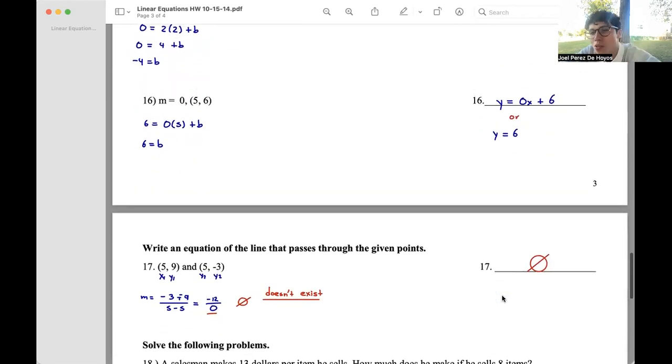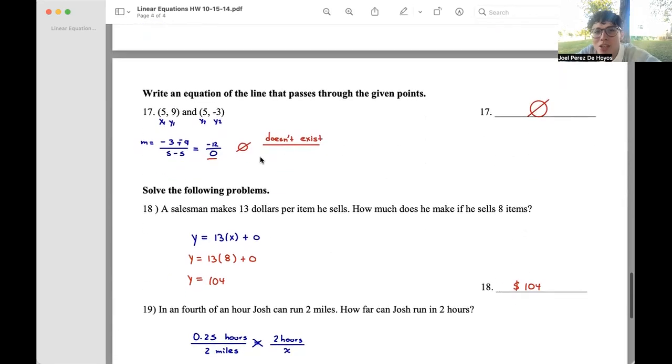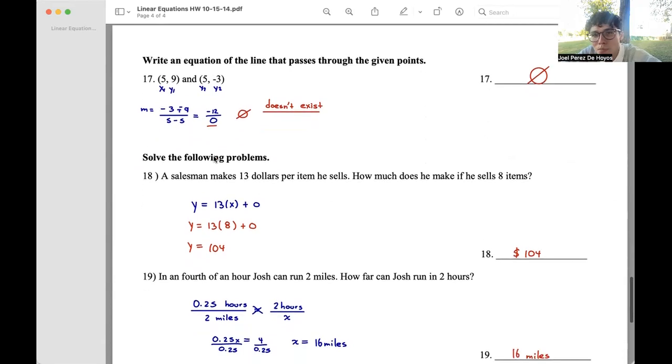You can pause the video if you want. Check your answers. In this one, it doesn't exist because the slope right here would be -12/0. So if the slope doesn't exist, everything doesn't exist. See, everything divided by 0 will always be indefinite. So it does not exist.